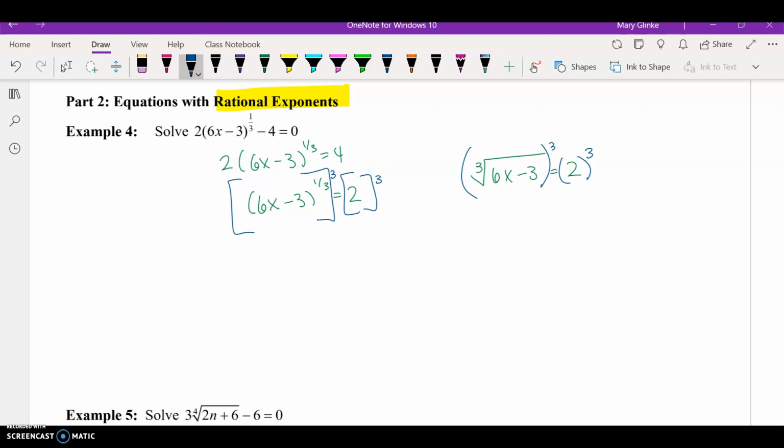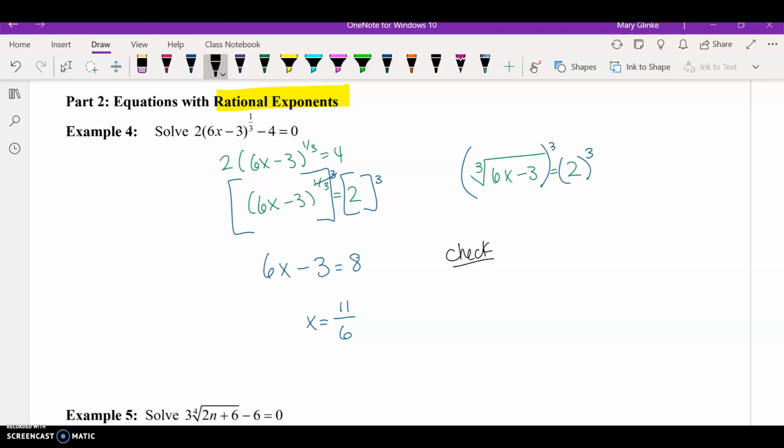So depending on which looks better to you to solve, you can pick either method. And then we can go ahead and solve these equations because the 1/3 and the third, when we multiply them, it becomes a 1. That undoes itself. So we get 6x minus 3 equals 2 to the 3rd power, or 8. When we add 3 and then divide by 6, we do get x equals 11 over 6.